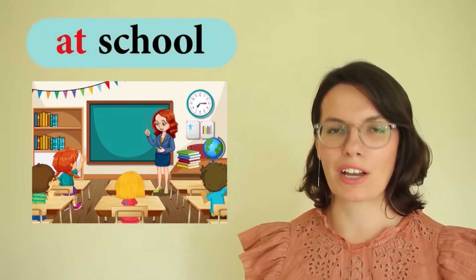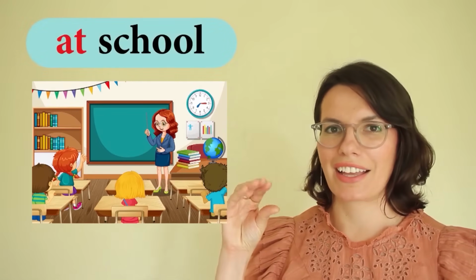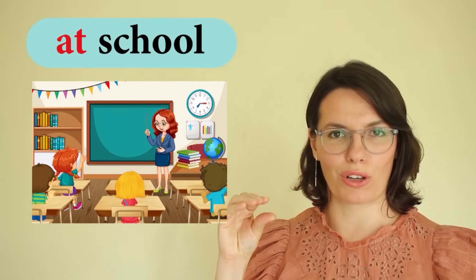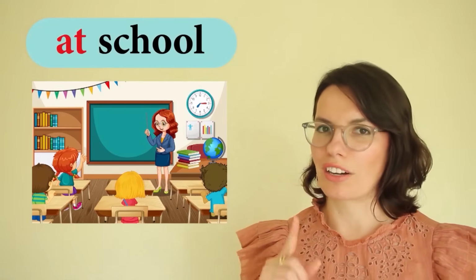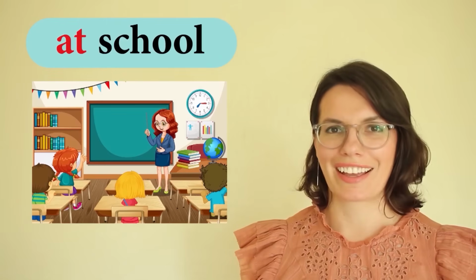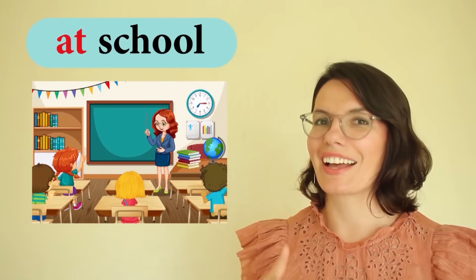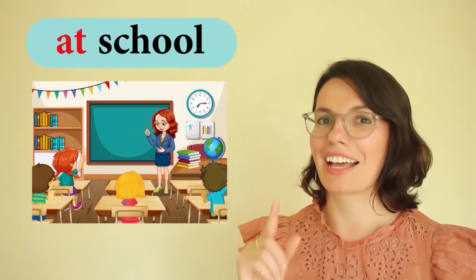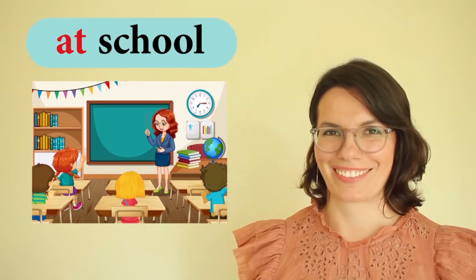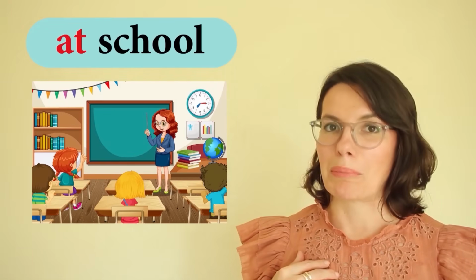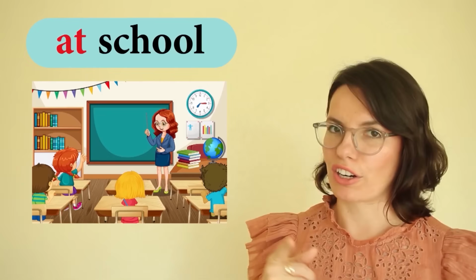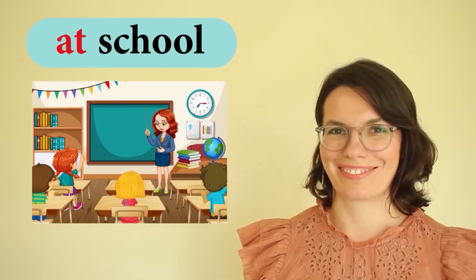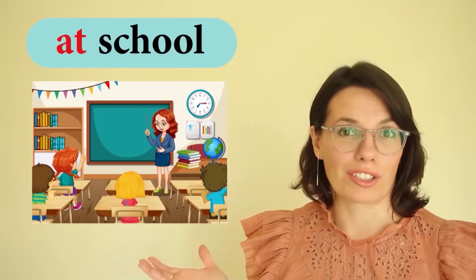At is not stressed, we pronounce it as et. The sound is more closed. And the letter T is a stop T. Put your tongue up and stop the air. At school. At school. I'm not at school, but my kids are at school. They're at school. Are you at school? Where are you?